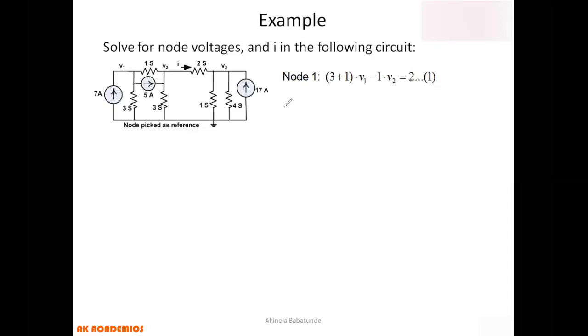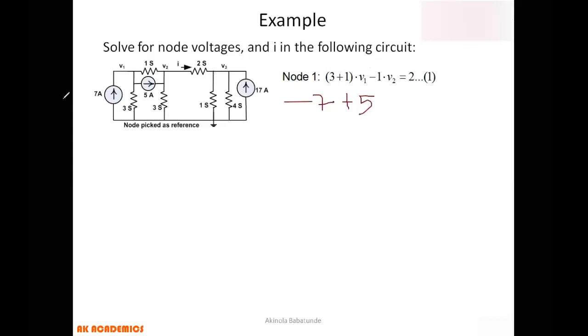Negative. So you would have -7. Can you see that? This one is leaving the node. 5 ampere is leaving this node here. Is it going to be positive or negative? It's going to be positive. So you're going to have +5. We're going to have +5.